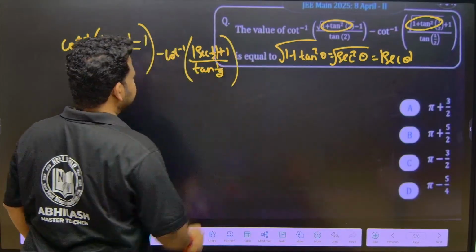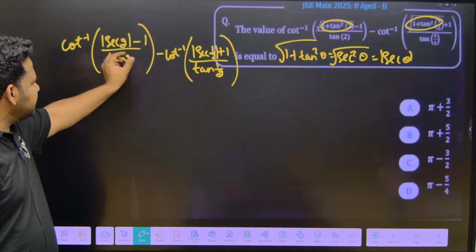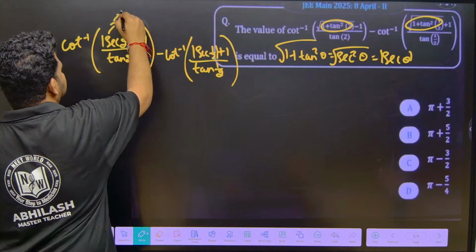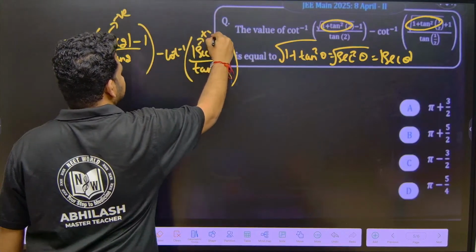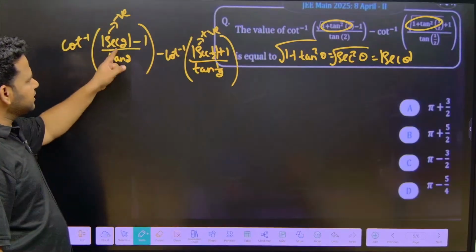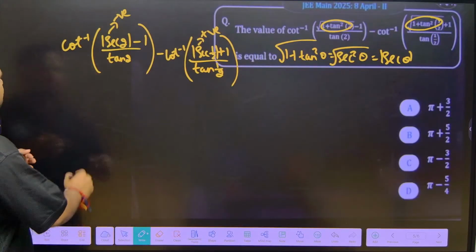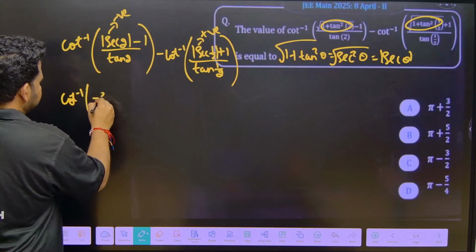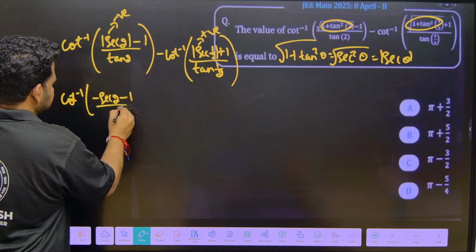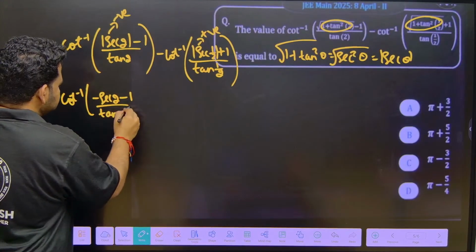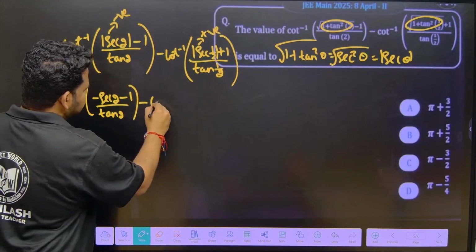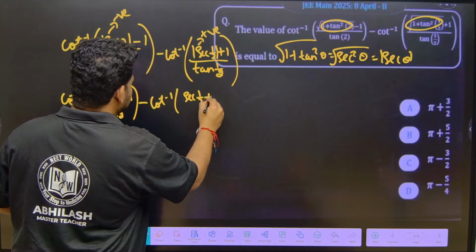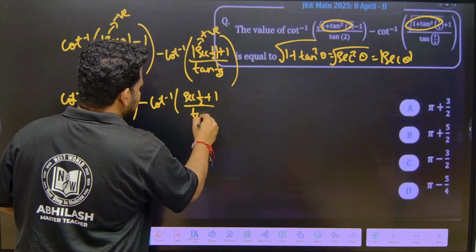Now if you compare the mod of secant, definitely this will be negative and this will be positive. Now this will become cot inverse of minus secant 2 minus 1 divided by tan 2, minus cot inverse of secant 1 by 2 plus 1 by tan 1 by 2.